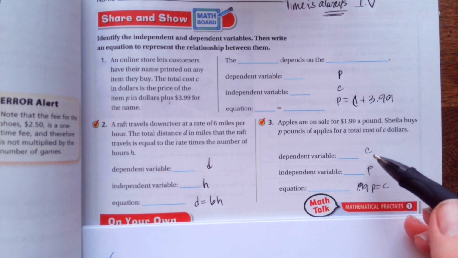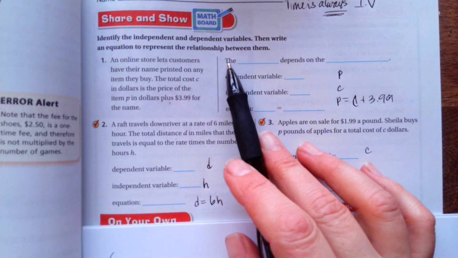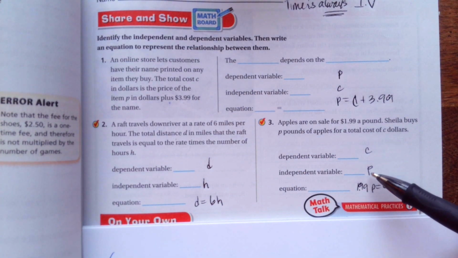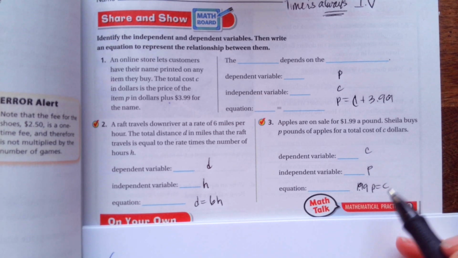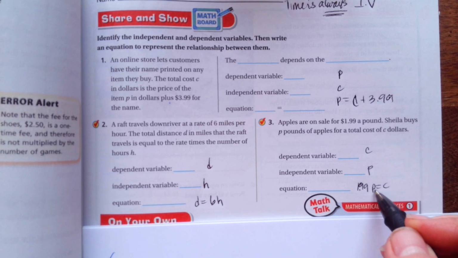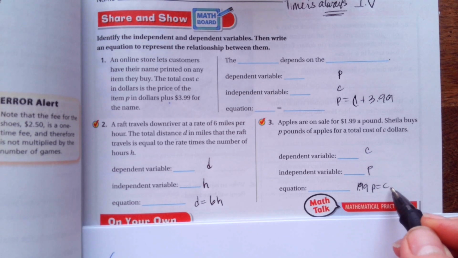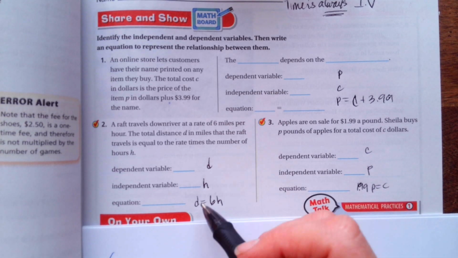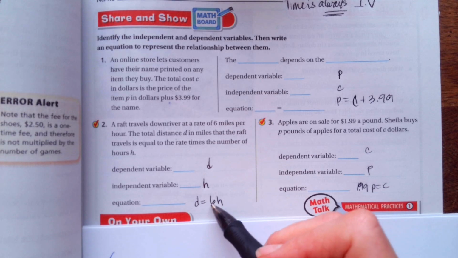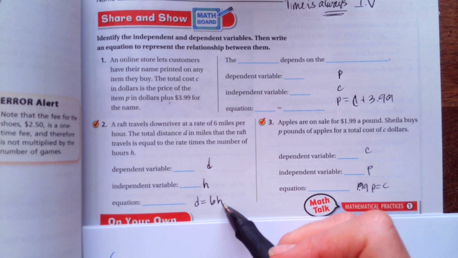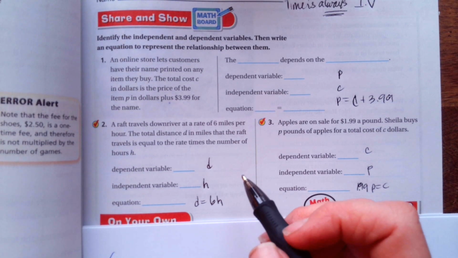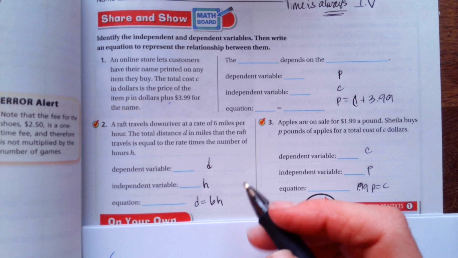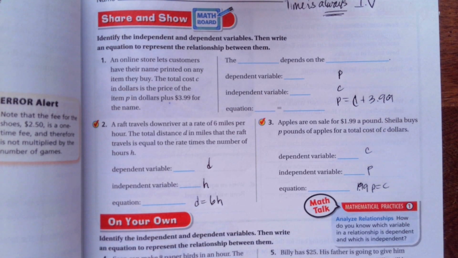So the cost, remember up here, the cost depends on the pounds. So we have $1.99 per pound. So we do $1.99 times P equals the total cost. This one is the distance we go, which is 6 miles per hour, times the number of hours that we go. Make sense? Kind of? Yeah.